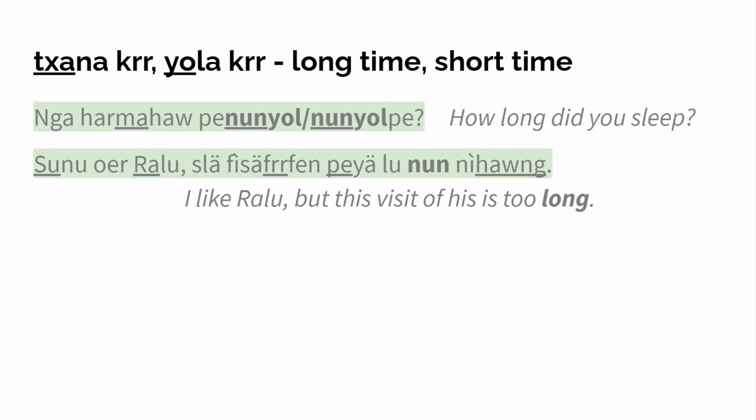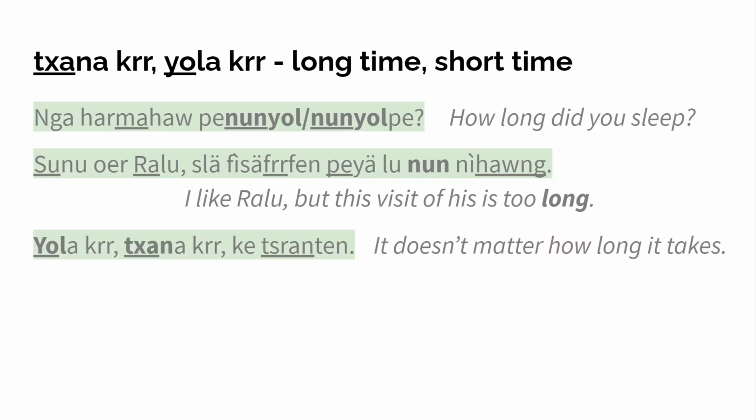Sunu weralu, slefe se frven, beje lu nun nehaung. I like Ralu, but this visit of his is too long. So nun nehaung, too long. So here we see that we want to say long, but not long times. So t'ana grr. But we want to say that the visit is long. Because we can use t'an only in combination with grr to say long. We here use nun instead.